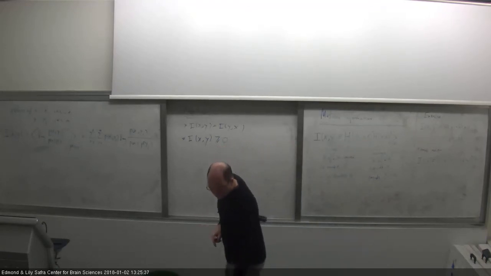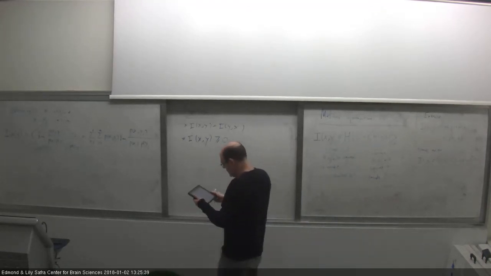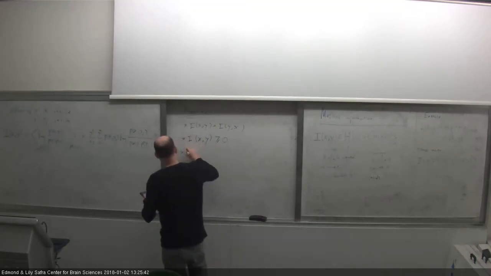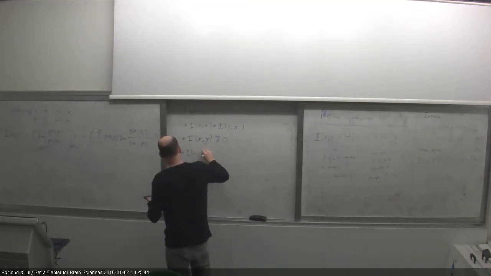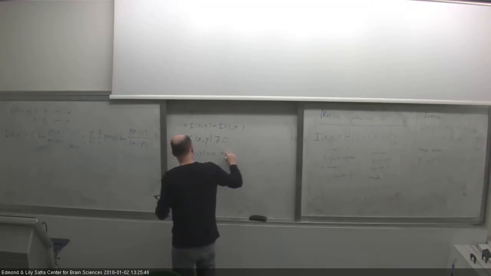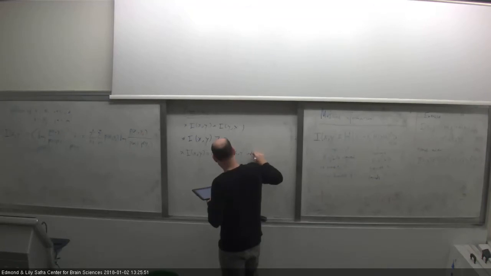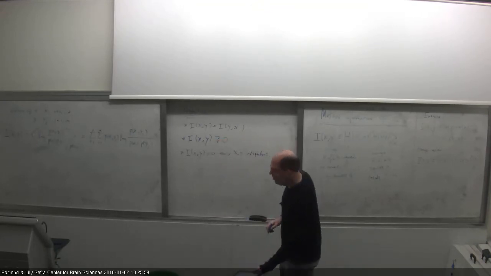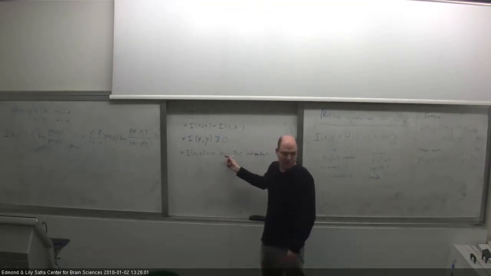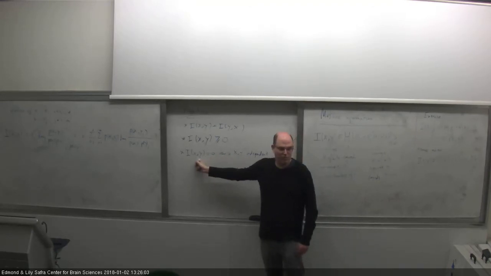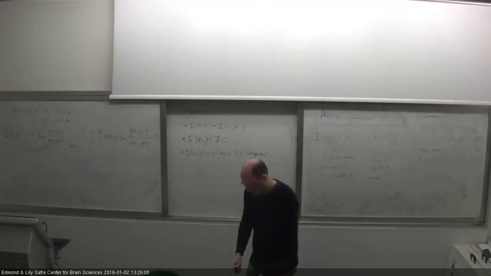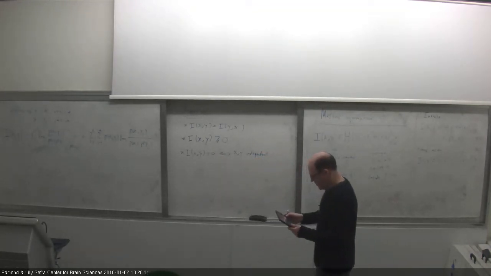So I of x, y equals zero if and only if x and y are independent. We just discussed this direction of the arrow, that if they are independent, the mutual information is zero, but it's also possible to prove that if it's zero, they have to be independent.